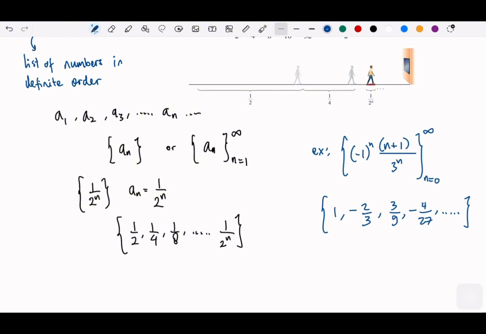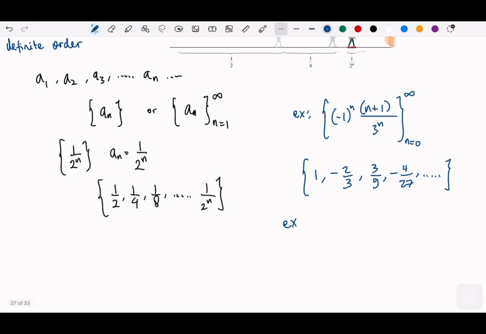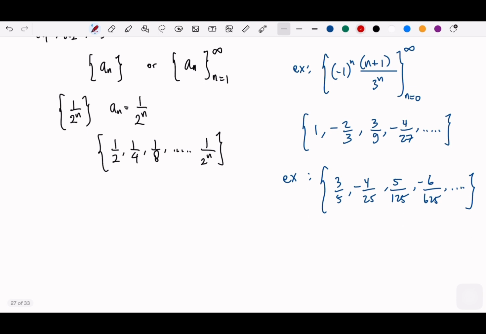And sometimes we are given the sequence, and we need to find what the pattern is. For example, we are given 3 over 5, negative 4 over 25, 5 over 125, negative 6 over 625, and so on. Now to find the pattern, we can identify these as A1, A2, A3, A4, right?